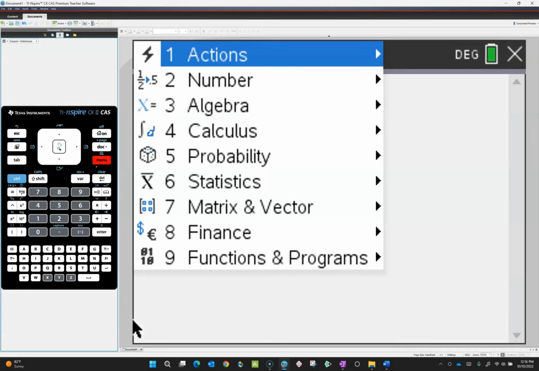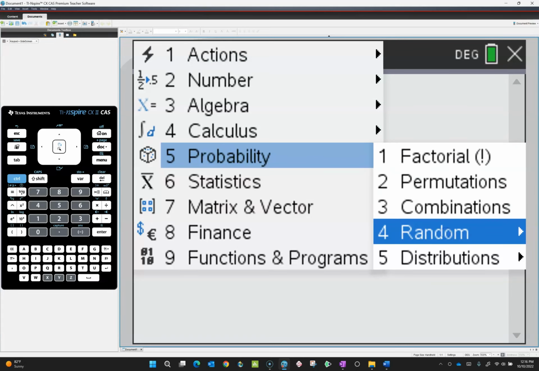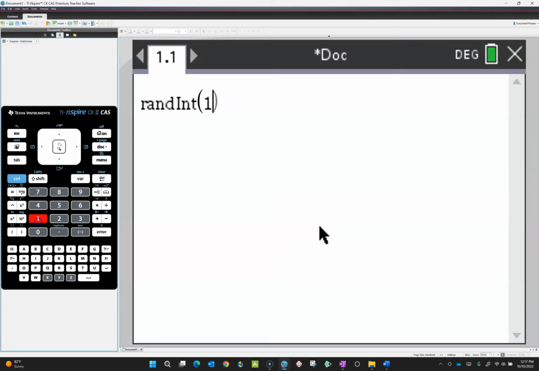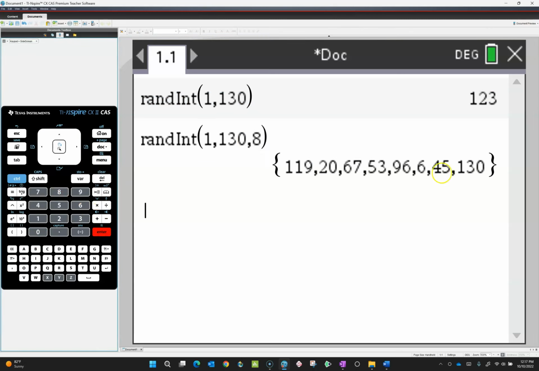On my calculator, by the way, to show you where that random function is: menu, probability, random integer. So if I just do 1 to 130, it'll generate 1. But if I do 1 to 130 and I put a comma 8, it'll generate 8 of them.